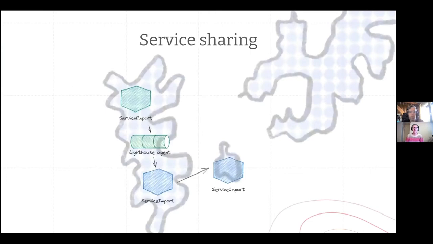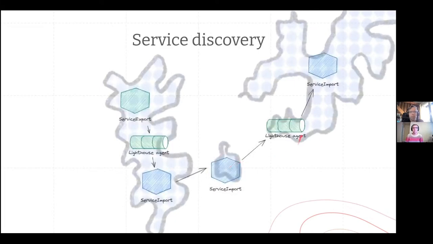Now that we have connectivity, we can start sharing services, following the model we described earlier. In Submariner, this is handled by a component called Lighthouse. Inside the cluster where the shared service is hosted, the Lighthouse agent watches for service exports. When a service export is created, it produces the corresponding service import and stores it in the broker. In other clusters, the Lighthouse agent watches for service imports in the broker and copies them locally. It also creates the corresponding endpoint slices, which we'll see in the demo later on.